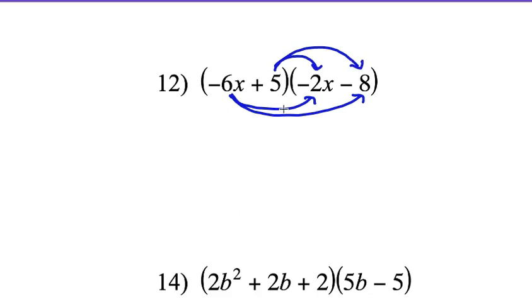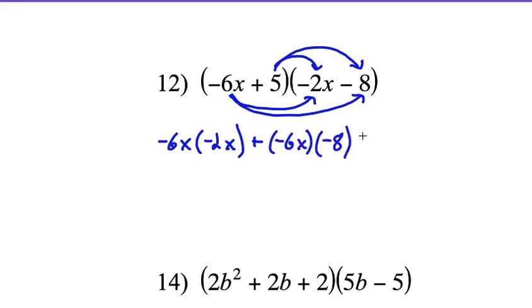So I'm going to have 4 little multiplication problems here. I'll start with negative 6x times negative 2x. Then I'm going to multiply negative 6x times negative 8. Then I'm going to multiply 5 times negative 2x and 5 times negative 8. Let's work out the multiplication here.